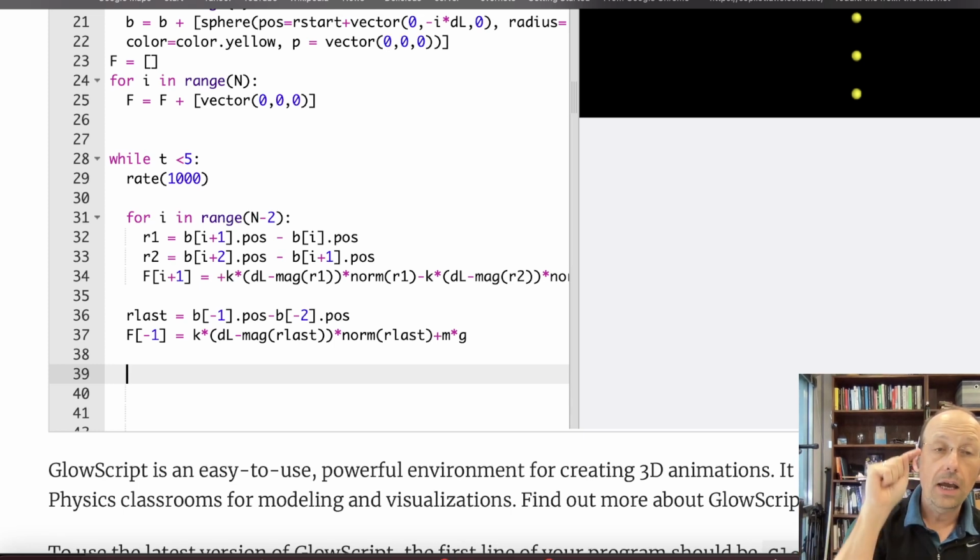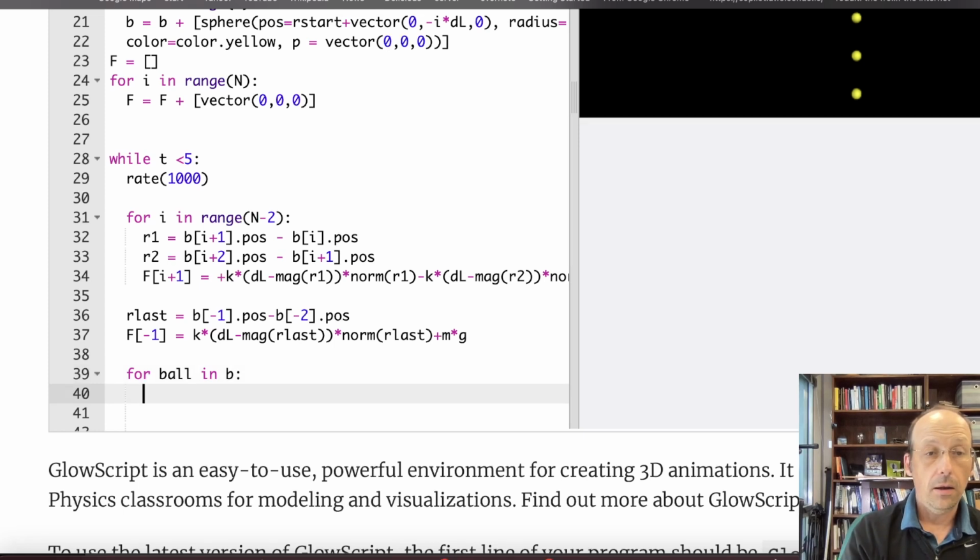Now I can go through each mass and update its momentum and update its position. So I'm going to say for ball in B, and this will go through each element in there and call it a ball. Ball.P equals ball.P plus, oh, I can't do that. I was trying to be cool, and I failed. Let's just go for i in range, let's just go through all of them.